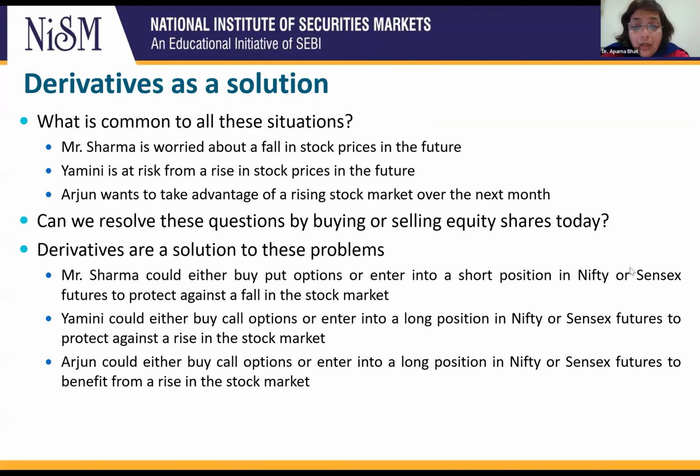And thirdly, Arjun doesn't have any money now, but he wants to make a profit in case the market rises over the next 1 month. So he could either buy call options or enter into a long position in Nifty futures or Sensex futures. So what are all these? Call options, put options, Nifty futures, Sensex futures. These are derivative contracts.